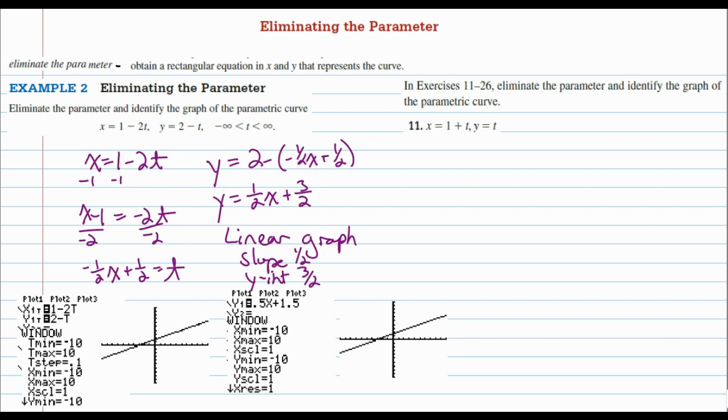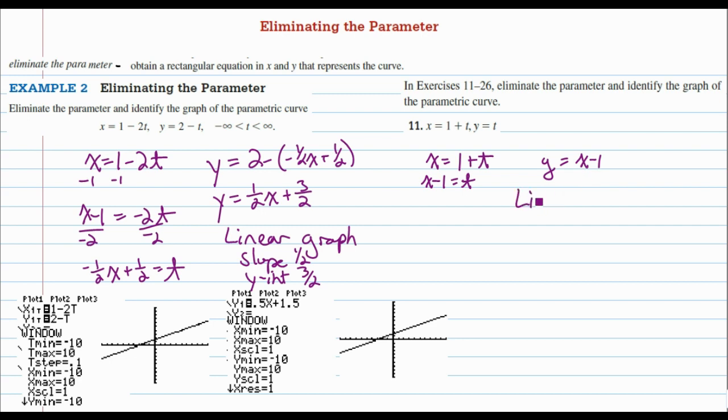Now try problem number 11. Same concept as example 2. We're going to eliminate the parameter, so eliminate the t, and identify the graph of the parametric curve. So you're supposed to assume, I don't know what this graph is going to look like, so I'm going to take my x expression, my horizontal change expression, solve for t, substitute that in. Wow, that was super easy.